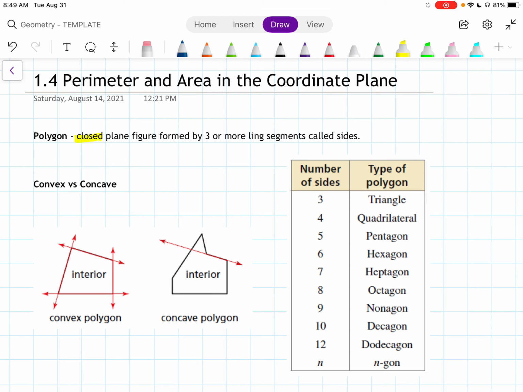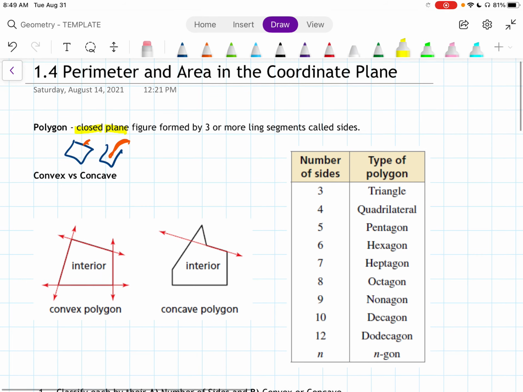Closed means closed, right? If it was just like that, it has an opening here, right? Whereas this one here, you can't get in. It's closed. Plane means flat, that you could draw it on a piece of paper. Whereas with a 3D shape, while you can draw it on a piece of paper, it's not really a perfect representation of that 3D shape. So a closed plane figure, figure meaning shape, formed by 3 or more line segments called sides.